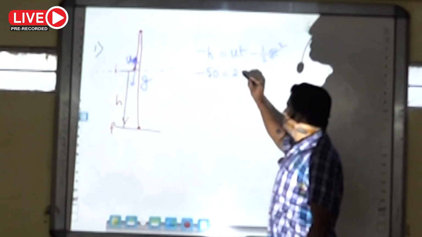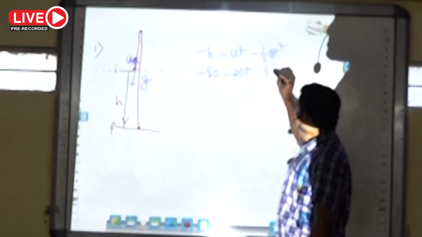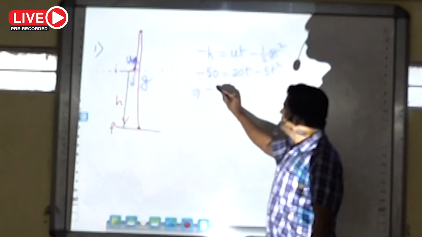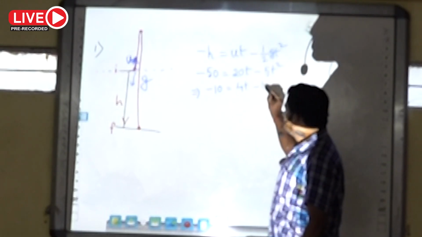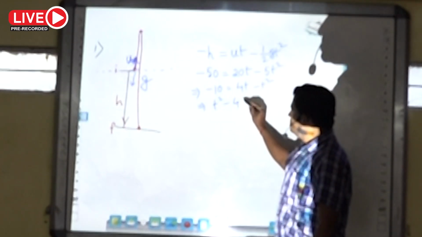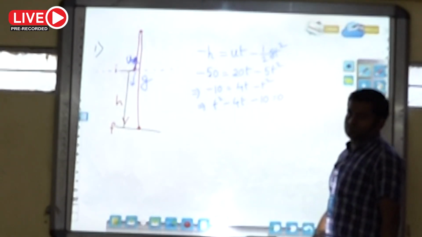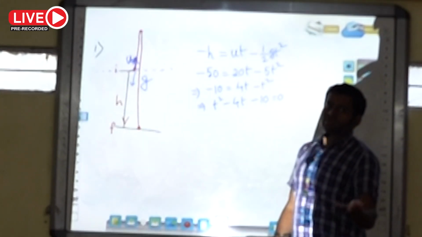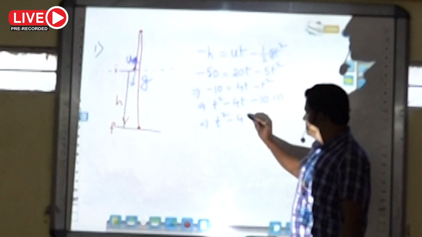U is 20. T. G is 10. 10 by 2 means 5. So divide throughout by 5, it will be minus 10 equal to 4t minus t square. So from this you can write t square minus 4t minus 10, that is equal to 0. Now you can use Sridhar Acharya's method or any method to solve this one to find the correct answer.